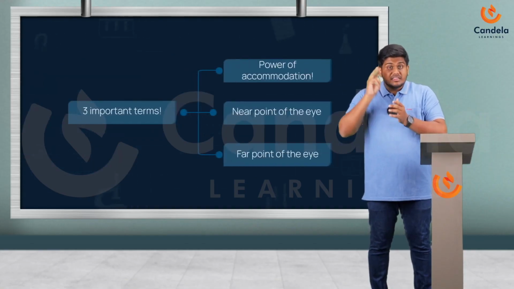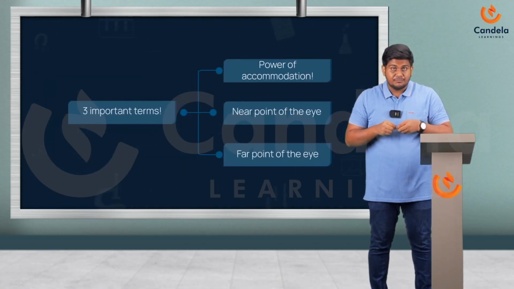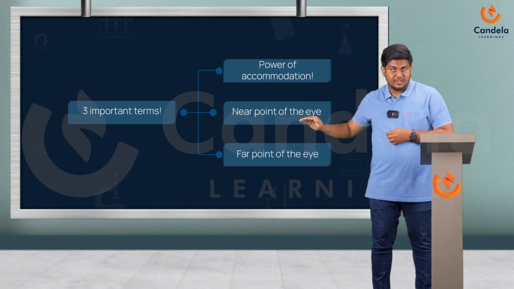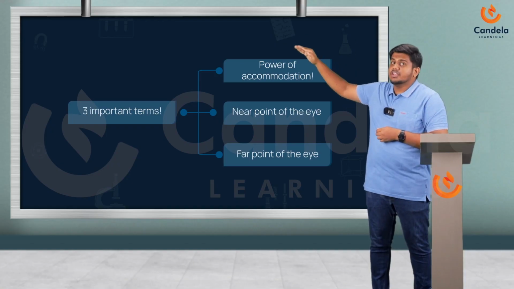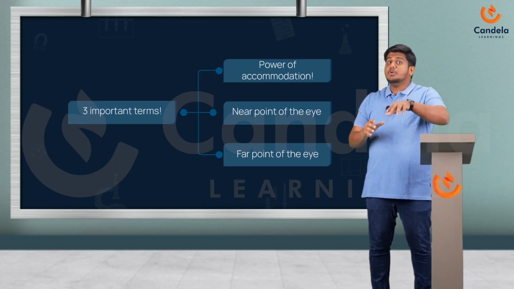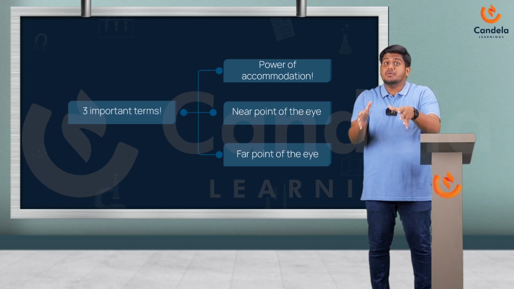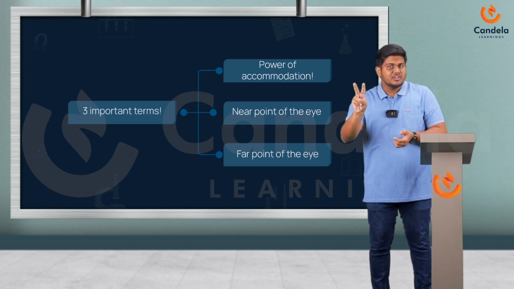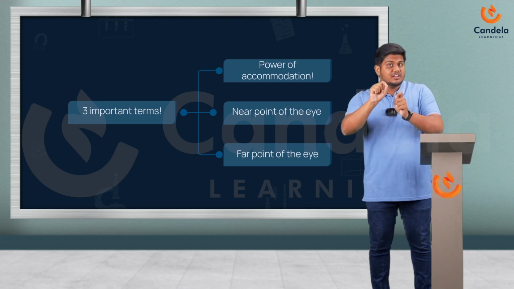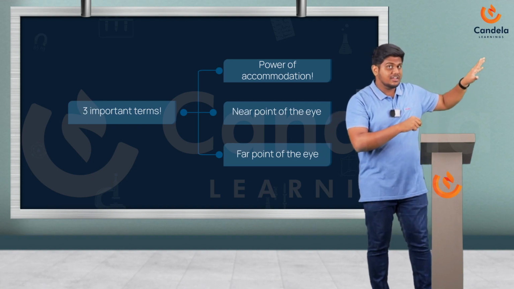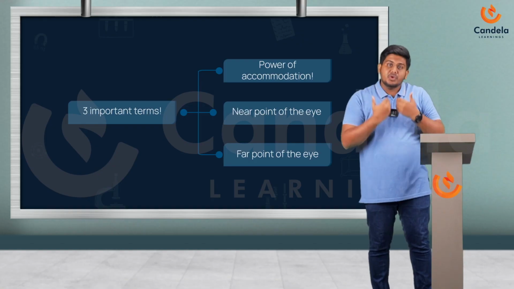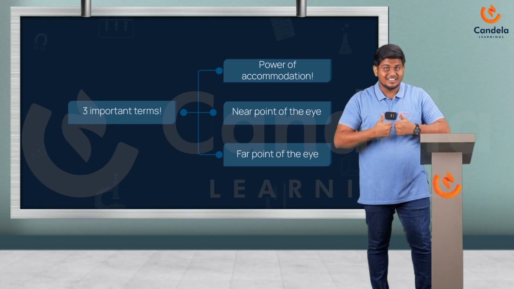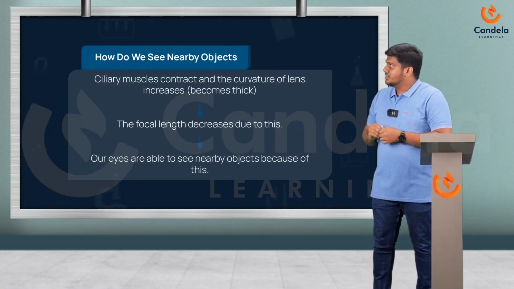There are mainly three topics of discussion for us today: power of accommodation, near point of eye, and far point of eye. We'll first focus on power of accommodation. Now, I'm not going to tell you the definition of power of accommodation. Instead, I'm going to give you two questions which you will answer with the clues that I discussed, and then we will together figure out what power of accommodation is. Are you ready? Okay, here is the first question.